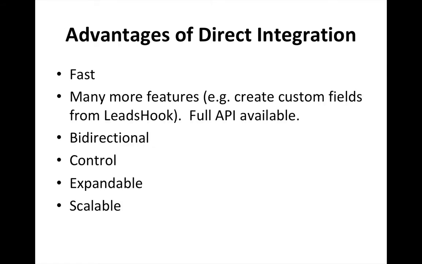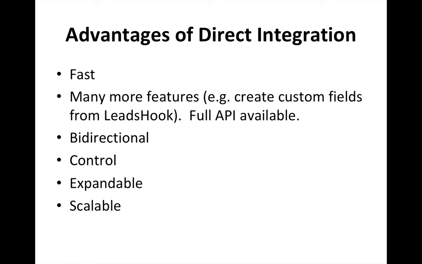Right. So what are the advantages of a direct integration? It's basically fast. We normally will pass leads within 3 to 5 seconds of actually capturing the lead, while Zapier takes sometimes up to 15 minutes. So it's fast, and you have many more features. I'll cover that very soon, about the disadvantages of a Zapier integration.